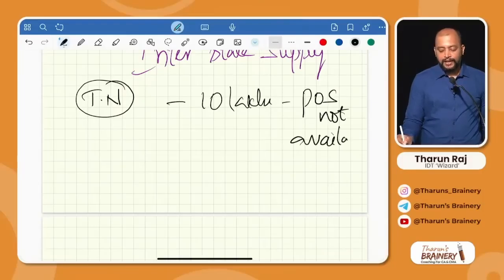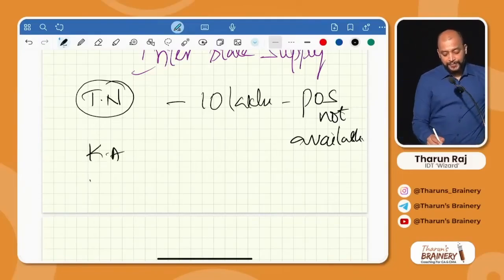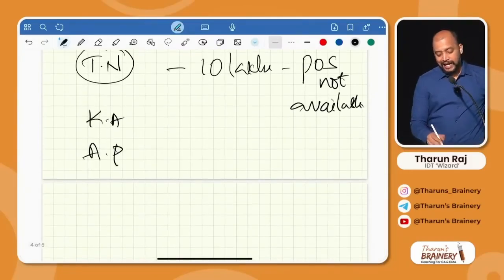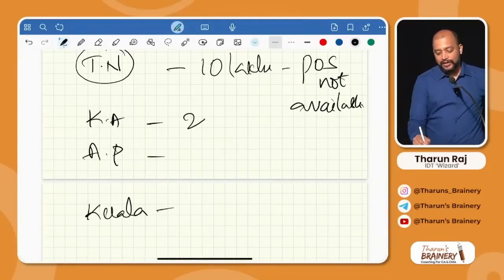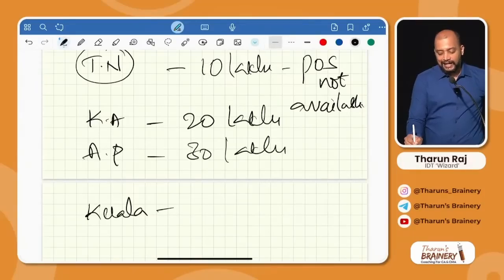POS not available. Understood? Now I have to see what are the other states for which I am making sales. Say Karnataka, Andhra Pradesh and Kerala. For Karnataka, I am making sales of 20 lakhs, Andhra Pradesh 30 lakhs and Kerala 15 lakhs. Now what we need to do?